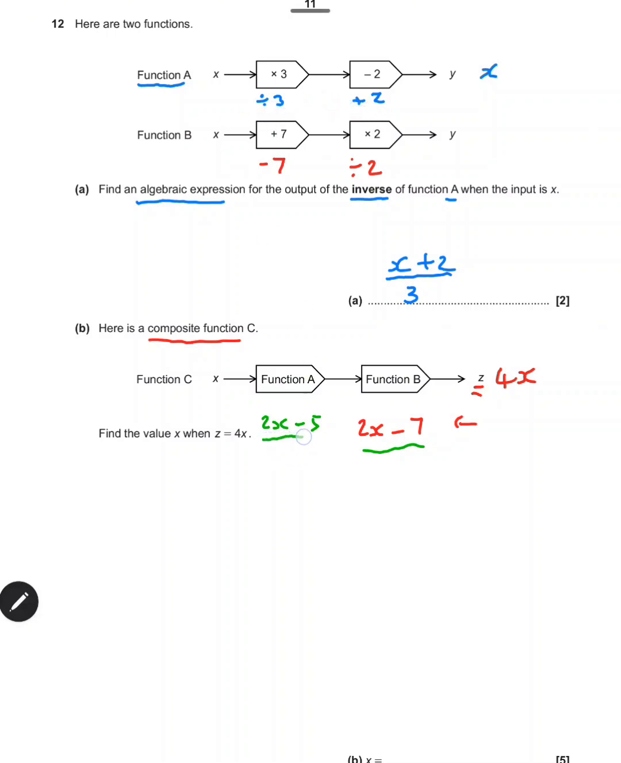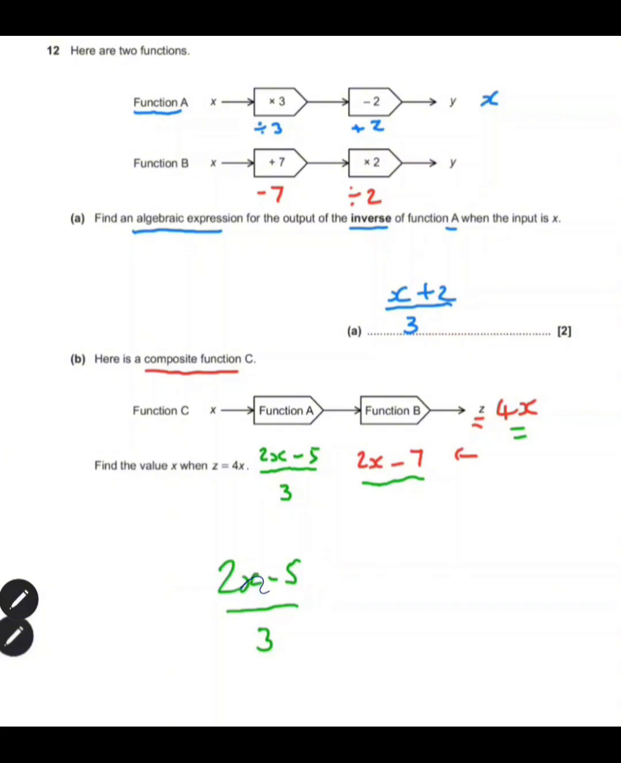So I'm just going to write divide by 3. And that's what went into the function machine, 2x, take 5, divided by 3. That's what went in to create 4x as an output. Now, we're not quite finished there, because what we're actually saying is this here is the x that went into the function machine to get 4x coming out. So what we've got now is something that we can solve. We've got an equation that says x equals 2x minus 5 over 3.